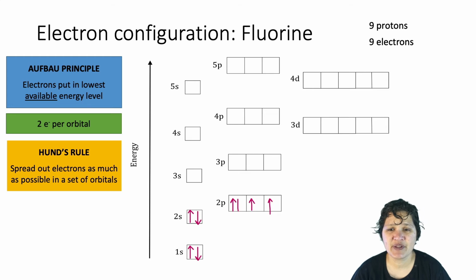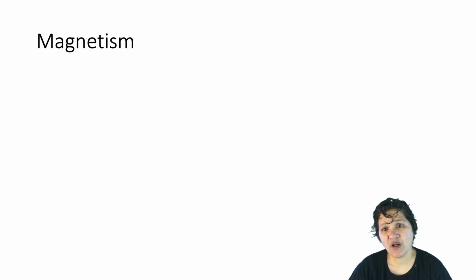We now start to double up the electrons in our 2p orbitals, and now you can see the final result. We have 2 electrons in our 1s orbital, 2 in the 2s, and 5 in the 2p. Before we do another example, I want to talk a bit about magnetism in elements.